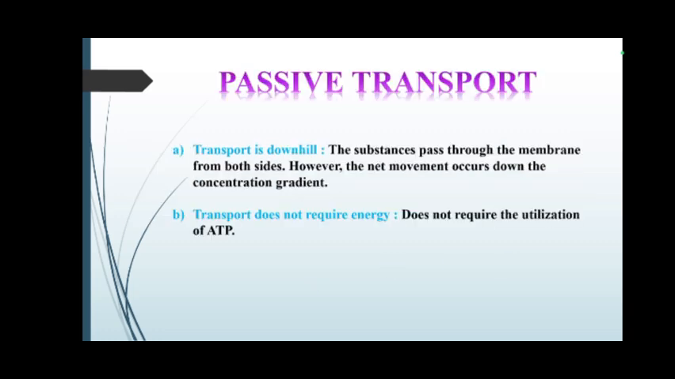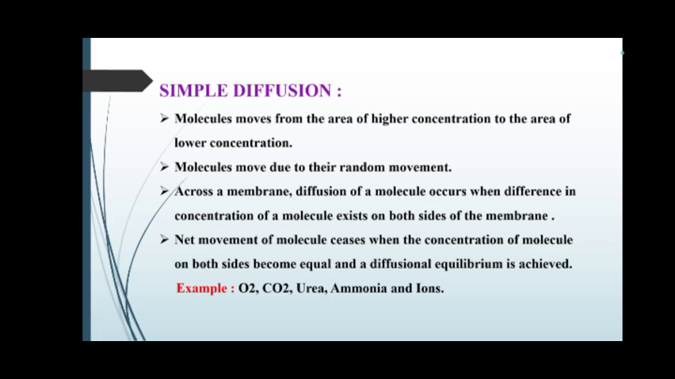First, we will talk about passive transport. Transport is downhill. The substances pass through the membrane from both sides. However, the net movement occurs down the concentration gradient. This transport does not require energy in the form of ATP. Simple diffusion: the molecules move from the area of higher concentration to the area of lower concentration. Molecules move due to their random movement.